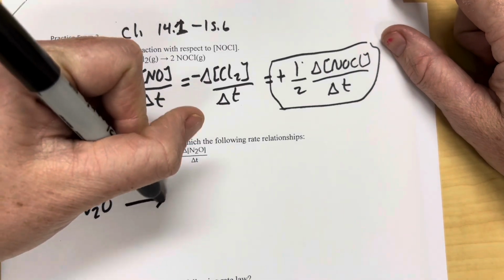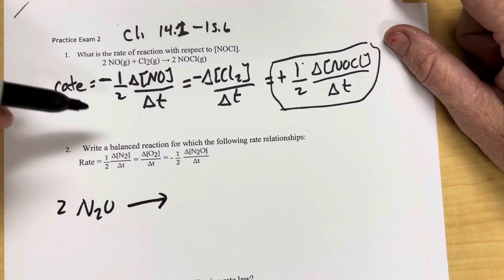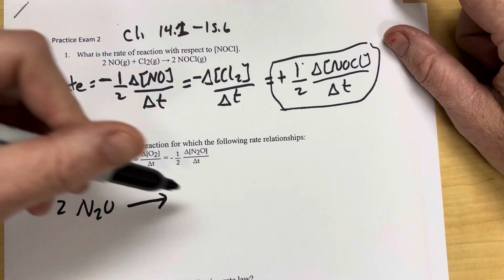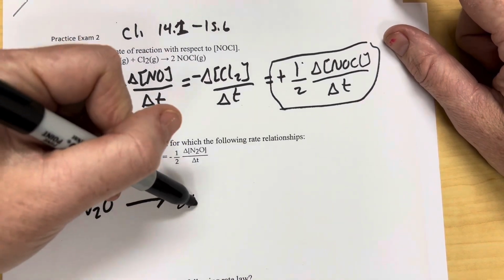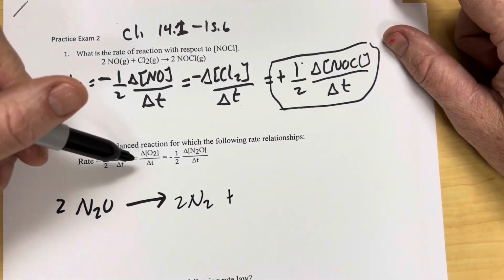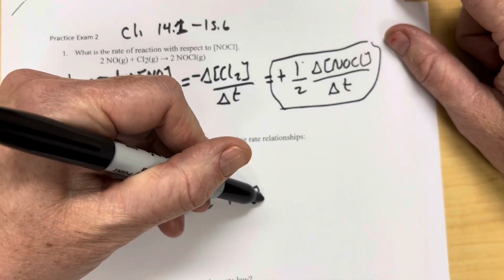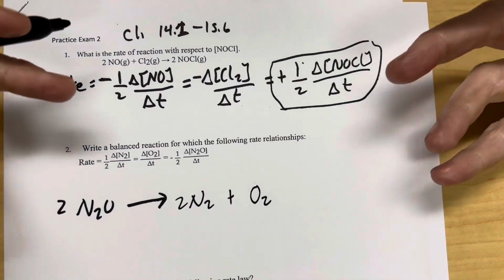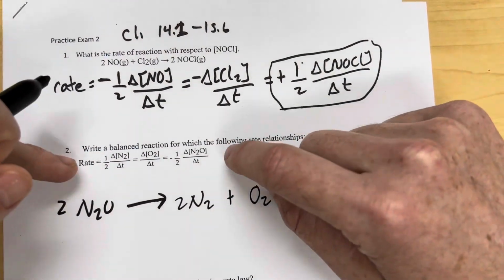I don't see any other negatives. That means the other two must be positive. Here I see that this is 1/2, so that means I must be putting a 2 in front of the N2. And then I got an O2 with no coefficient. So that looks like that would be my balanced reaction for these relationships.